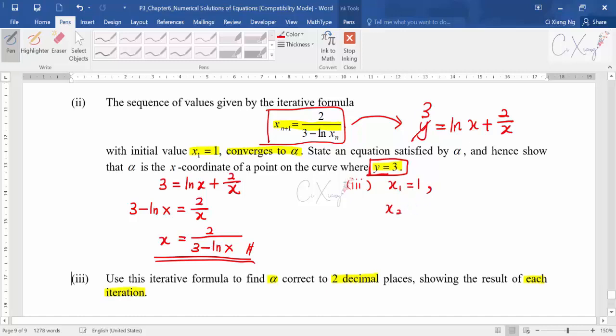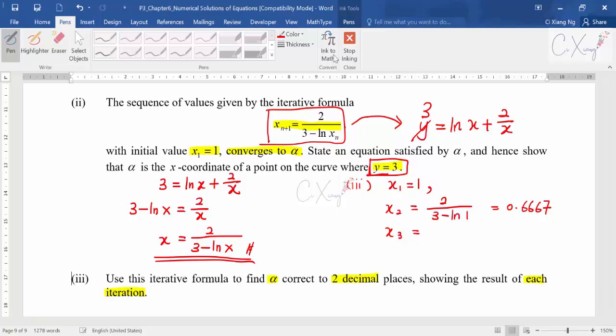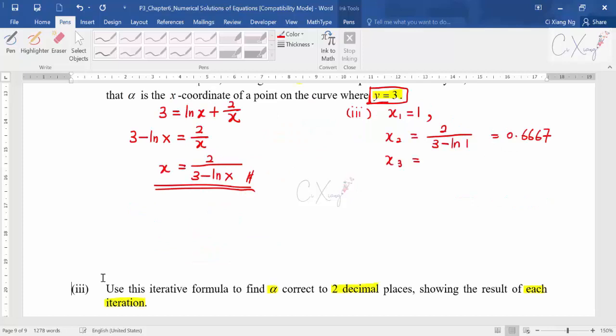To get x2, you substitute the 1 into the expression on the right hand side. So you'll get 0.6667. And after that, no need to write out the formula anymore. You can straight away press calculator. Okay, try to find out all the iteration here. So again, I am not going to show you all the detail of the iteration for my answer.